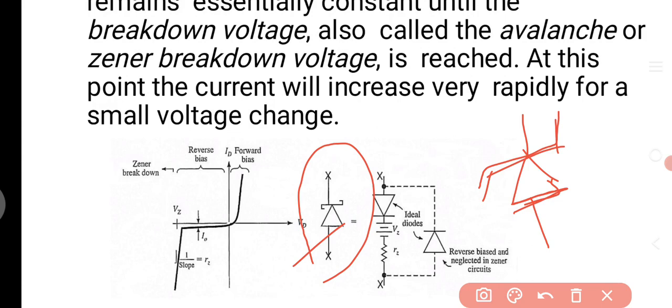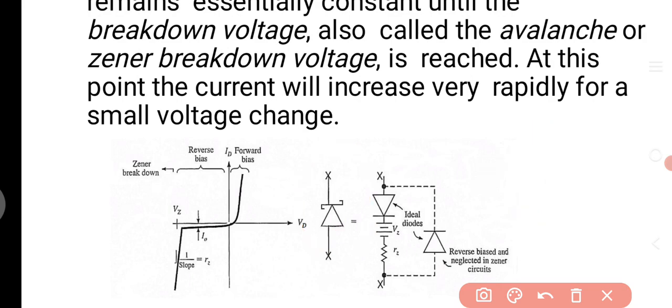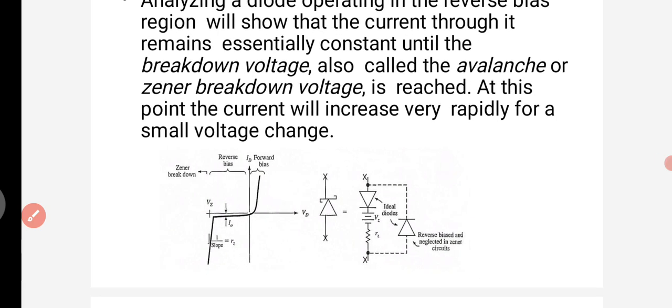So that means when the Zener diode is connected in reverse bias to the supply, breakdown will occur. Here, breakdown means that when we are increasing the voltage, the current will be almost constant, with only a small variation in the current.